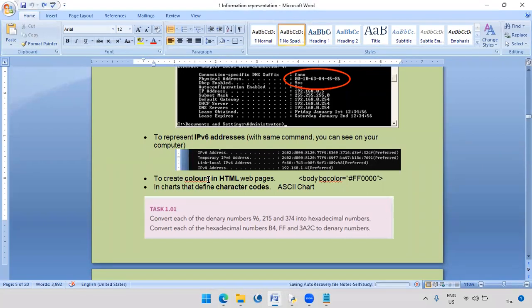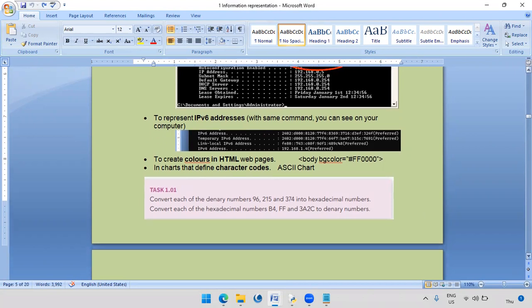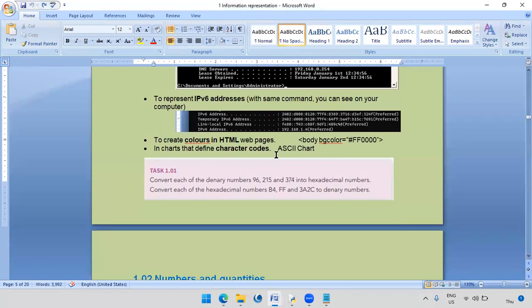That is another application, where you create colors in HTML web pages. And another one is in charts that define character codes. An example is the ASCII chart. We will be learning this later. ASCII character code, that I told you briefly earlier: when you type A, it doesn't go as A into the computer, but it goes as a code. And the codes have all come to an agreement called ASCII. ASCII is the American Standard Code for Information Interchange. All the computers should follow this method.